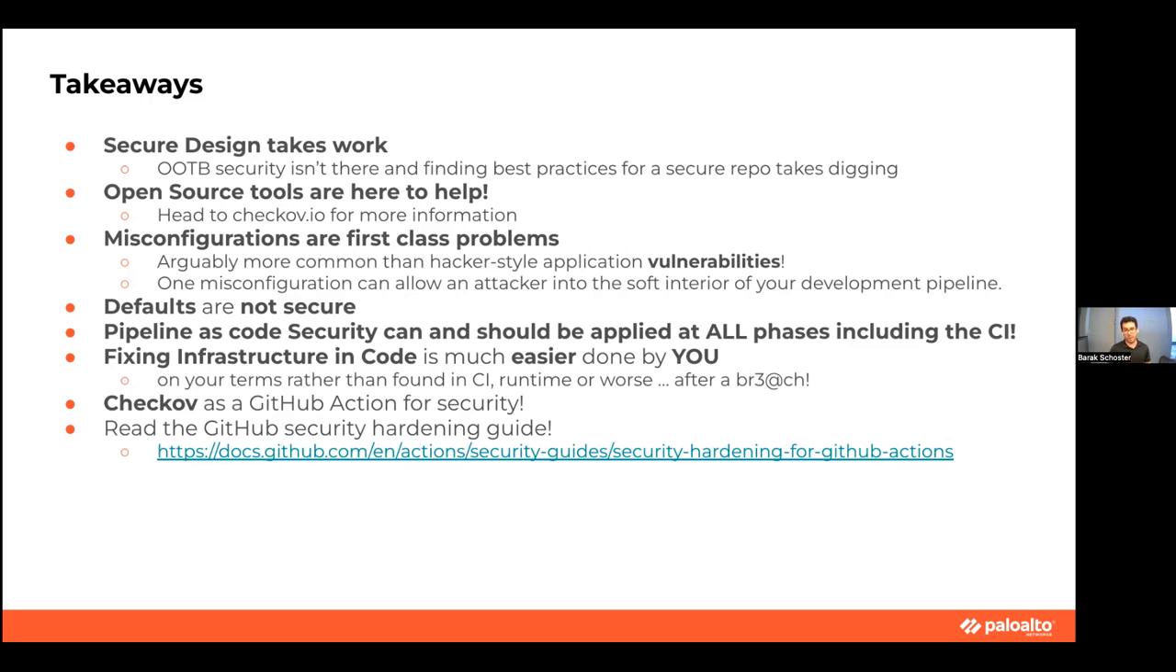Another thing that you should understand is that misconfigurations are a real risk. You can have your workflow files misconfigured. You can have your version control system misconfigured within the GitHub console. And those are actual vulnerabilities that an attacker can use to hurt your organization. The defaults are not secure. The pipeline code is another piece of your application that should be inspected on every change.